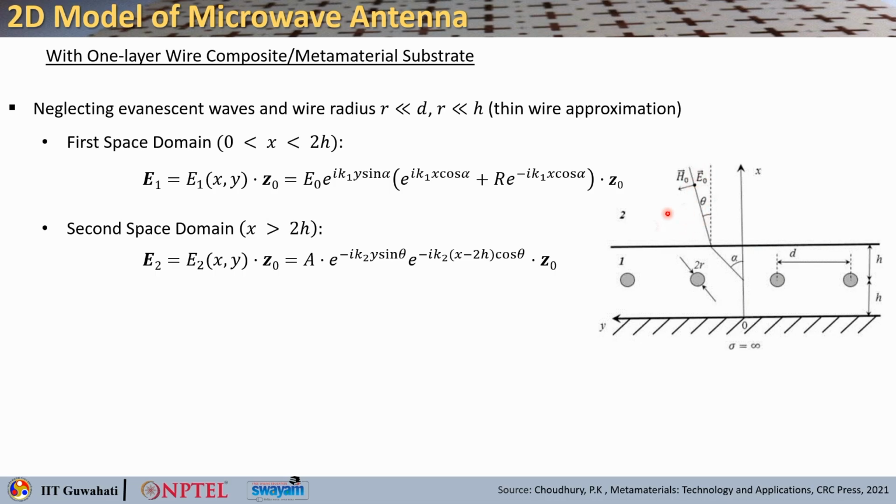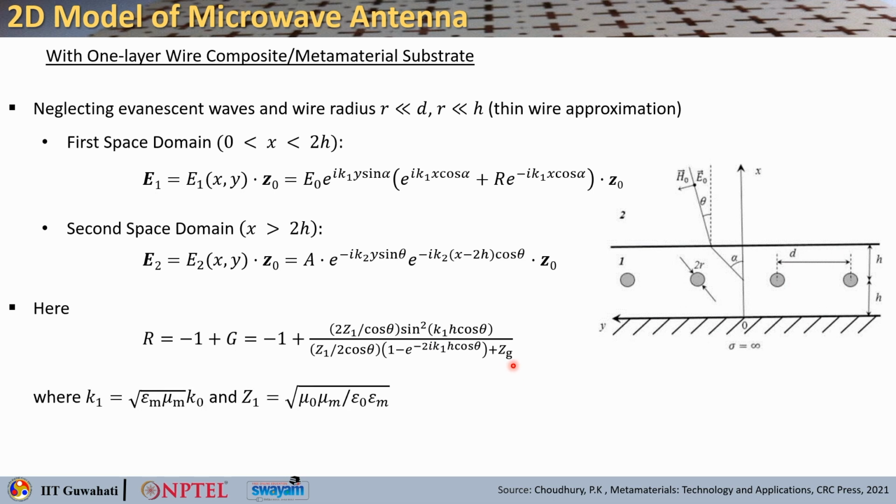In the second domain, that is the x greater than 2h domain, you can write E2 equals E2(x,y) times z naught, that is equal to a times e to the power minus i k2 y sin theta times e to the power minus i k2 (x minus 2h) cos theta times z naught, right. In this particular domain, you can understand that r is basically the reflection coefficient, which is given as minus 1 plus g, which is basically this particular constant. So, we can see here all these parameters are known other than this new parameter zc. I'll tell you what that is.